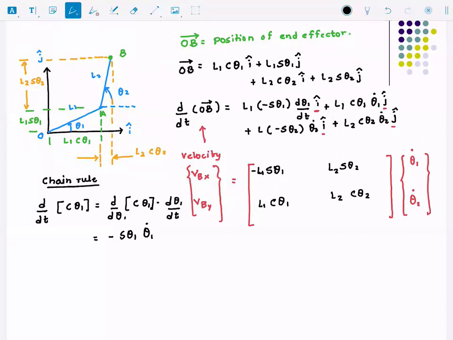So if you look at the way we have shown here, this entire expression can be written in a matrix vector form, and this matrix is nothing but what is called the Jacobian. So what we did, we wrote the expression for the position. We took the derivative of the position, and then we wrote that equation in terms of a matrix and a vector. So if you think about this, these are the joint velocities.